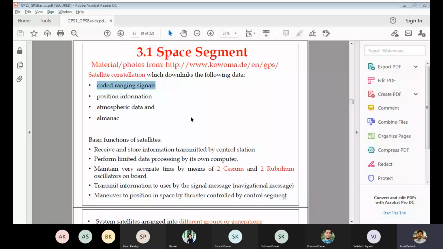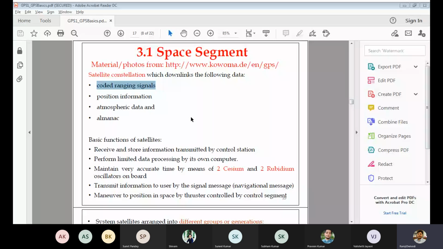And similarly, the atmospheric information that is in between the signal from satellite to user, the atmosphere which is in between that, they need to transmit that information also. That is the almanac information. So satellite is not only one.